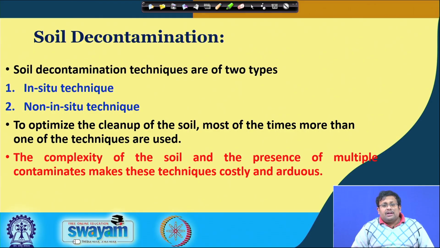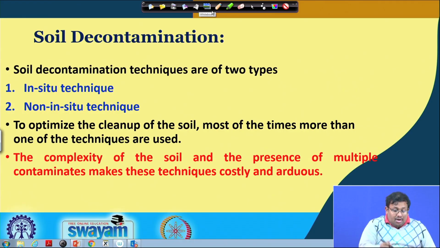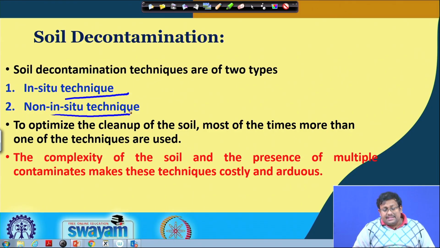So, soil decontamination is the process in which we generally remove or eradicate different sources of pollution from the soil using different types of physical, chemical and biological processes. Now, the techniques which we employ in soil decontamination are basically of two types. One is the in situ technique, another is the non in situ technique or ex situ technique.